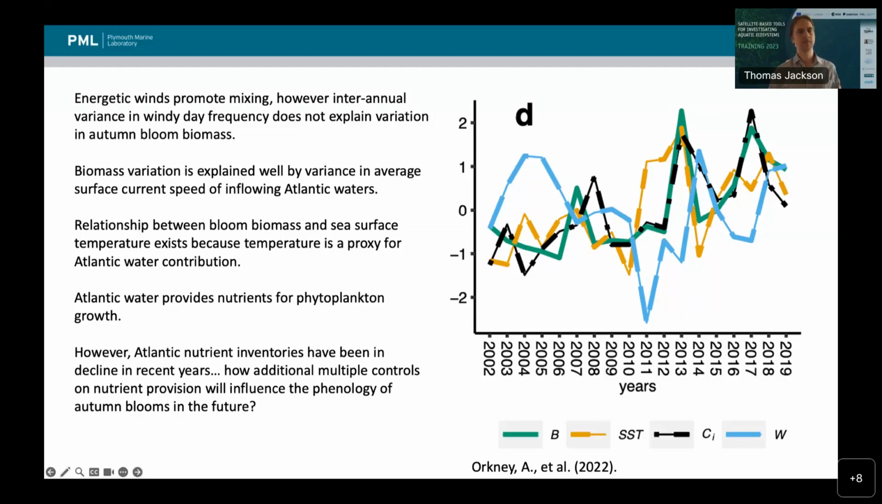So although there is a hint of a relationship between the bloom biomass and the surface temperature, that's actually more likely due to them both being forced by the Atlantic inflow rather than there being a direct forcing from the temperature to biomass. But an interesting side note from the study was that although here it looks like an increased Atlantic inflow, or Atlantification, as it's termed, is pushing the biomass for the autumn bloom up, it seems that there have been studies to show the Atlantic nutrient inventory has been decreasing. So it might be that on longer timescales, we might see this change reverse because additional controls on the nutrient provision might actually dominate. So we'll have to wait and see.